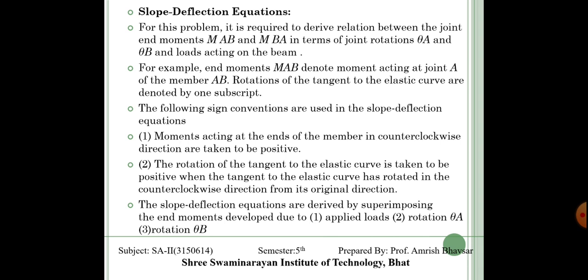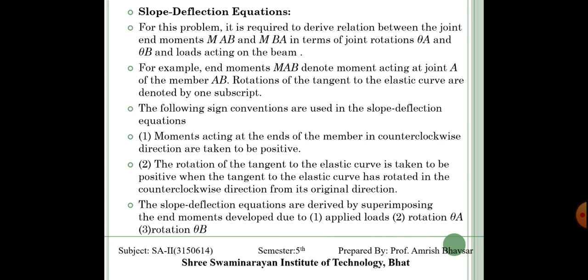In terms of joint rotation, theta A and theta B, and the loads acting on the beam. For example, end moment AB denotes the moment acting at joint A of member AB. Rotation of the tangent to the elastic curve is denoted by the one subscript. The following sign conventions are used in the slope deflection method. It is most important that we follow these sign conventions.